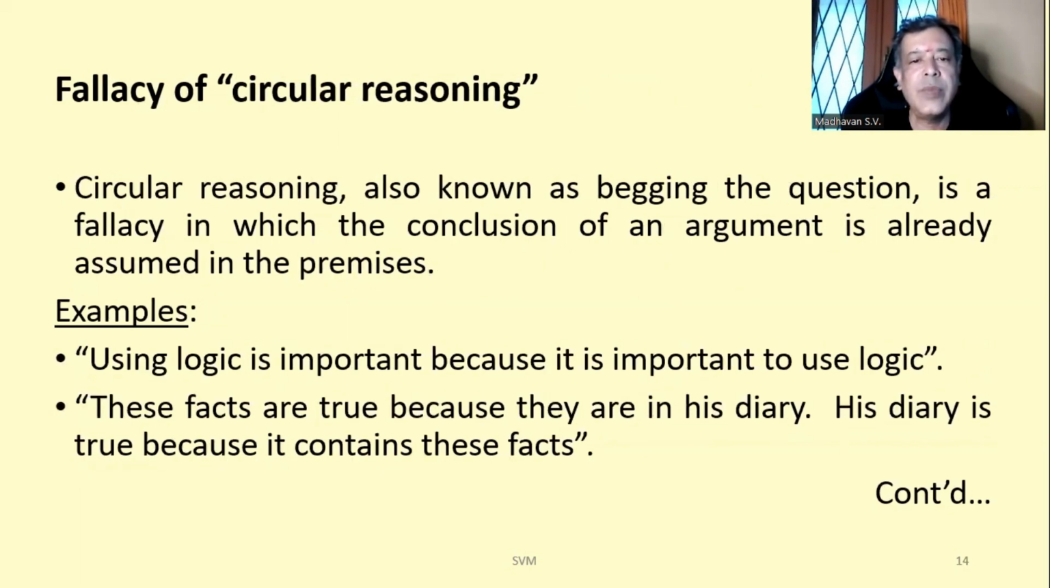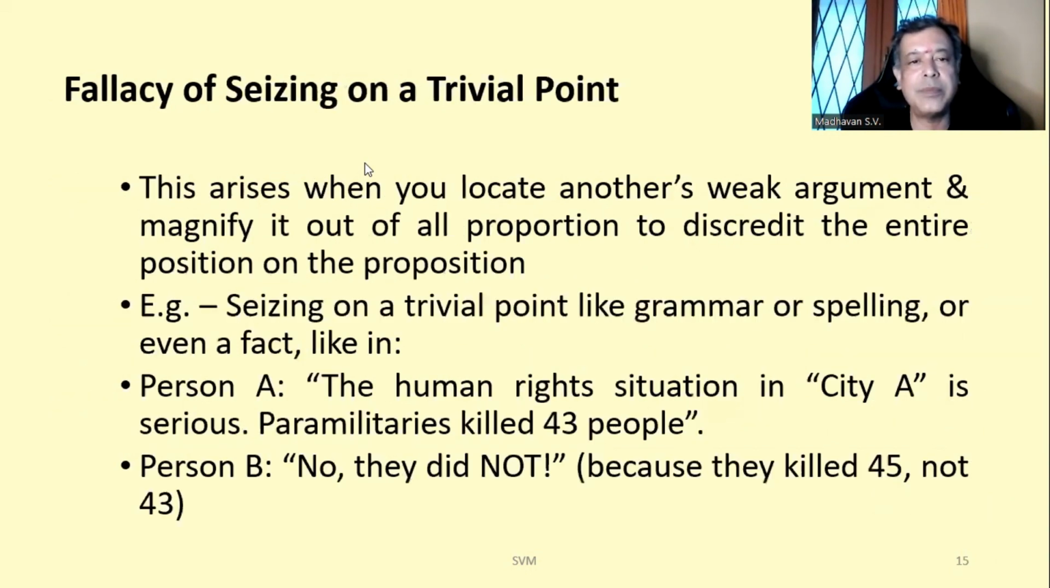Fallacy of circular reasoning, also known as begging the question, is a fallacy in which the conclusion of the argument is already assumed in the premises. For example, using logic is important. Why? Because it is important to use logic. So again, we came back to square one. That is why it is called circular reasoning. Next example: these facts are true because they are in his diary. Why should I accept his diary? Because his diary is true because it contains these facts. Again, coming back to square one. Such reasoning, we call it fallacy of circular reasoning.